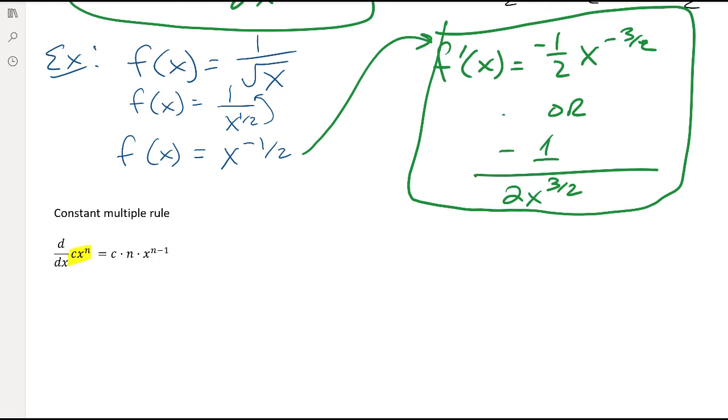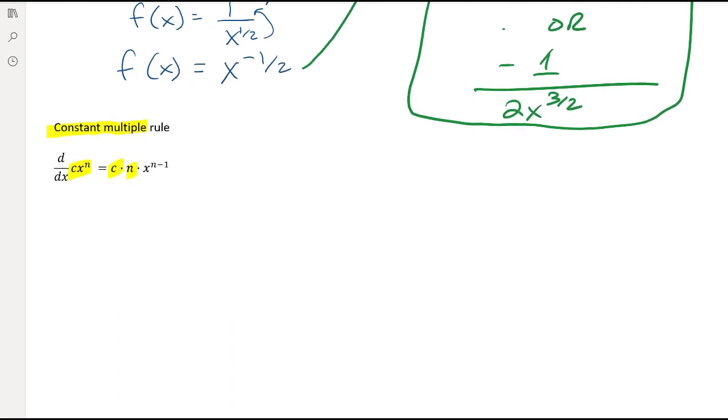It says, what if you have a constant c times x to the n power? Well, and you can almost predict this already, the n, the power, comes out and multiplies the constant that's already out there. So the constant doesn't go away. The key here is that this is a constant multiple. It's not just a constant function like the first rule that we talked about. So for example, suppose we have f of x equals 4x squared. So what's the derivative?